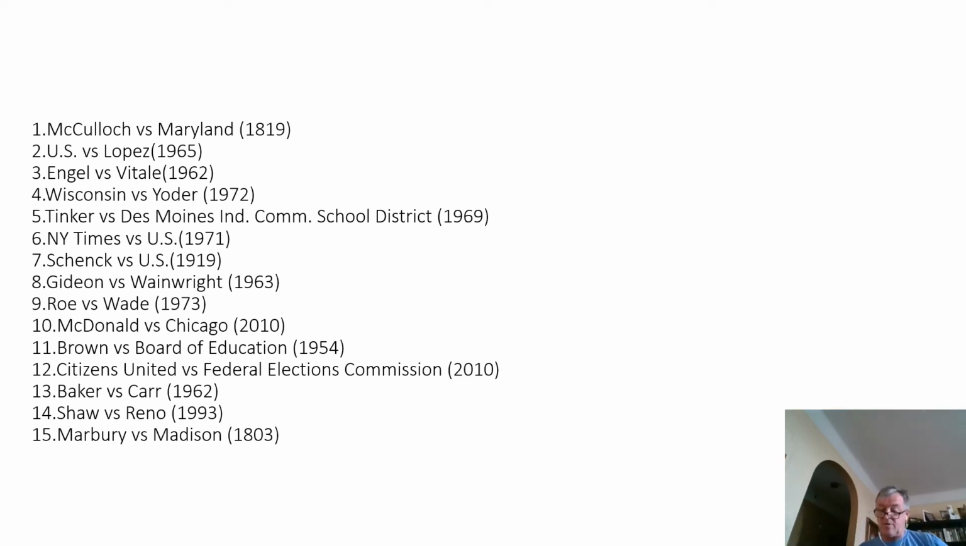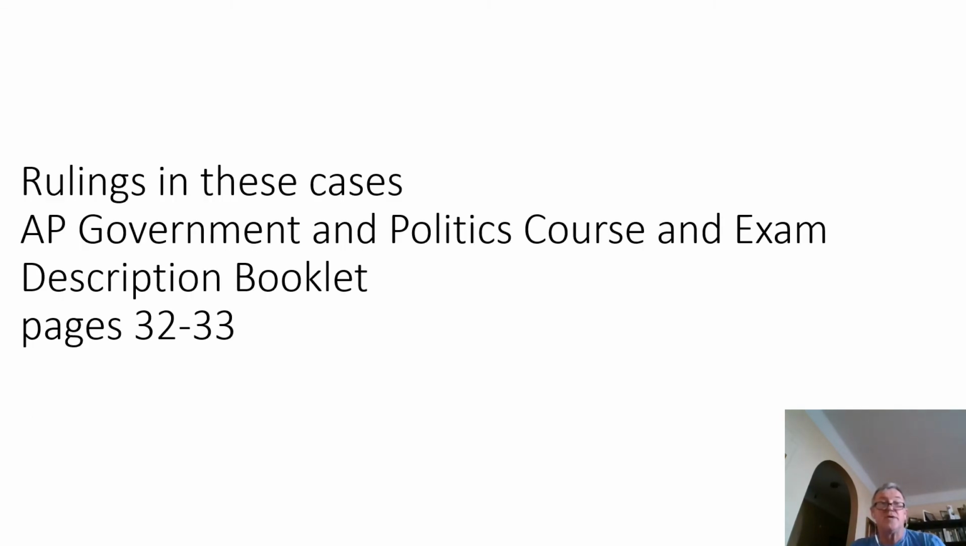On the list are more famous ones like Brown, Schenck, and McCulloch. Others, however, may not be as well known. Others have been omitted, for example, Texas versus Johnson. But it is important that you know the answer to the rulings in these cases. The rulings are to be found in pages 32-33 of the course exam description booklet, page 32-33.